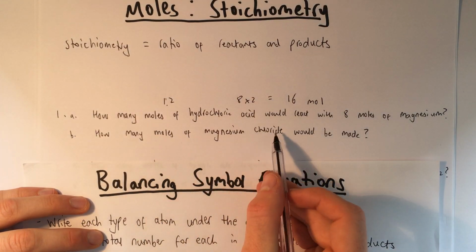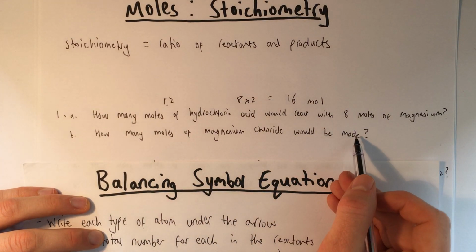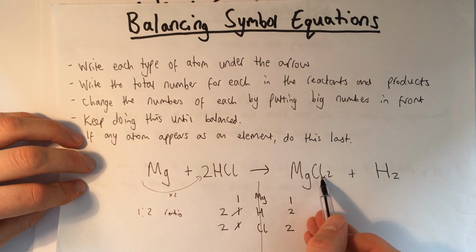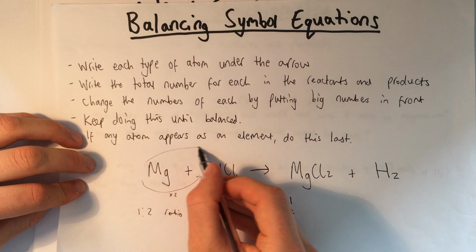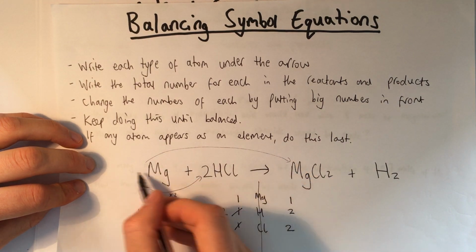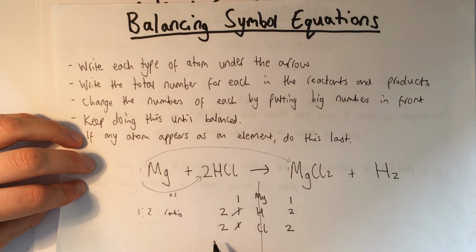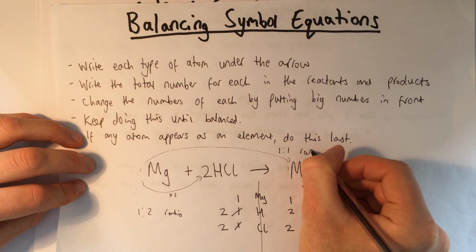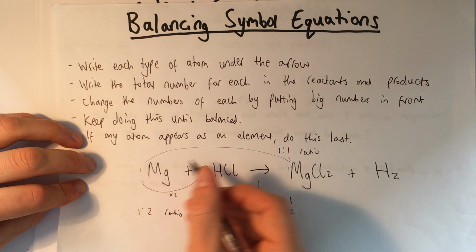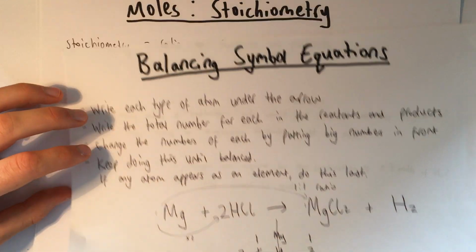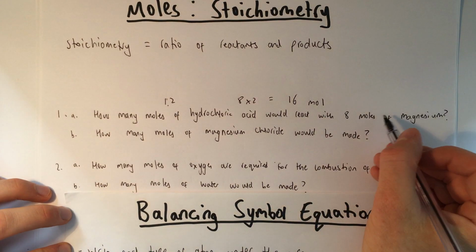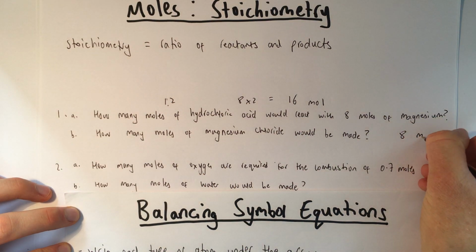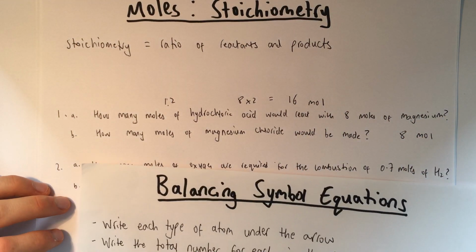Next question, how many moles of magnesium chloride would be made by 8 moles of magnesium? So now we're looking at the relationship between magnesium and magnesium chloride. And both of them don't have a number, so that means 1 in both cases. So this time the ratio is 1-to-1. 1 mole of magnesium makes 1 mole of magnesium chloride. So therefore 8 moles of magnesium would just make 8 moles of magnesium chloride.